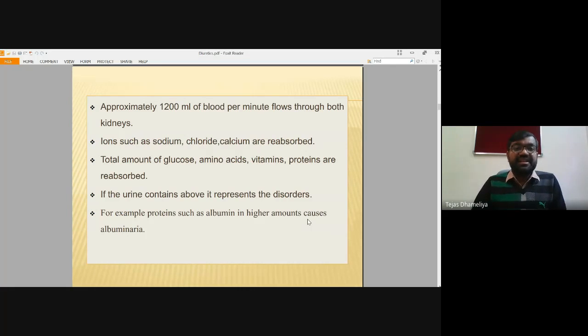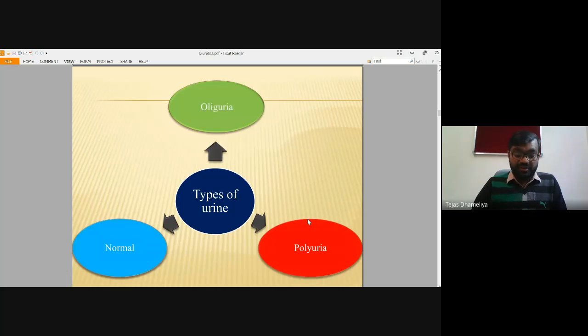About 1200 ml of blood per minute flows through both of the kidneys, and various ions such as sodium, chloride, calcium, etc. are there, which are known for their absorption as resorption from the nephron. If the urine contains above, then it will represent some other disorders. Then in this case, we need to treat with all these.